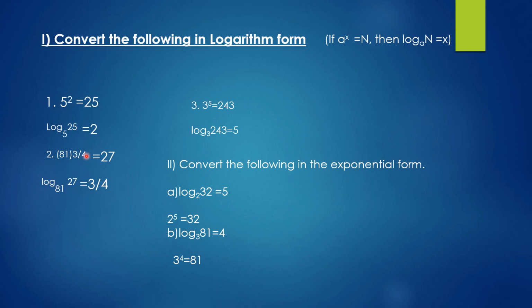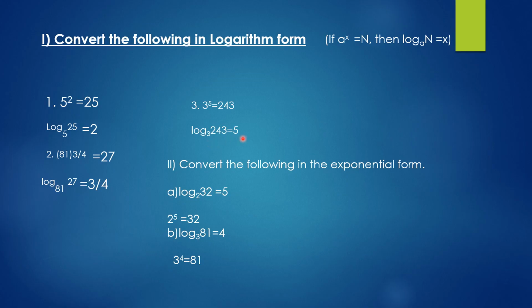Now see this one, 81 to the power of 3 by 4 is equal to 27. Remember this formula. So logarithm of 27 to the base 81 is equal to 3 by 4. Are you clear? Next, see another one. 3 to the power of 5 is equal to 243. This means logarithm of 243 to the base 3 is equal to 5, because when 3 is raised to the power of 5, you will get 243. Therefore, logarithm of 243 to the base 3 is equal to 5.